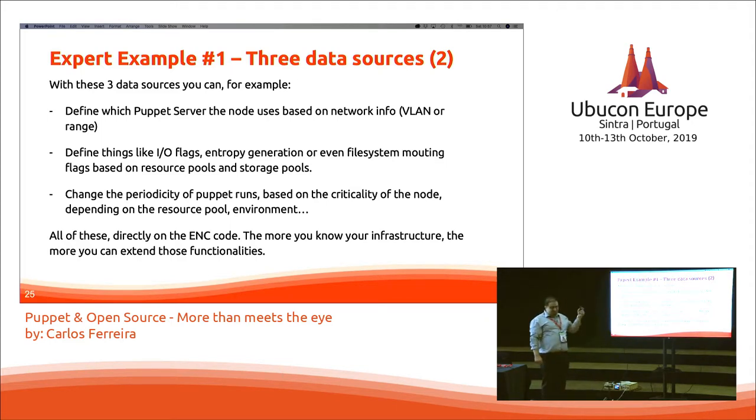Define things like input-output flags, entropy generation, or even file system mounting flags based on resource pools and storage pools. This is a little bit further than just IP addresses and stuff like that. It's reading from the hypervisor the kind of storage that it has. So this is Puppet code itself. But because we have new data that we never had before, just reading things out of the Puppet agent, now you can add a little bit more. So based on the storage that is used, where the data store is located, for example, you can change IO flags inside the virtual machines so that you have a little bit more performance than a normal installation could.